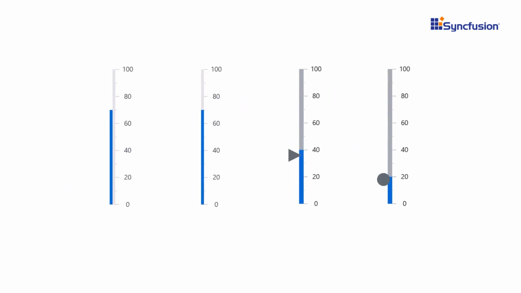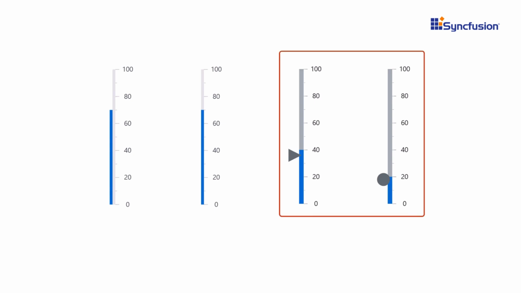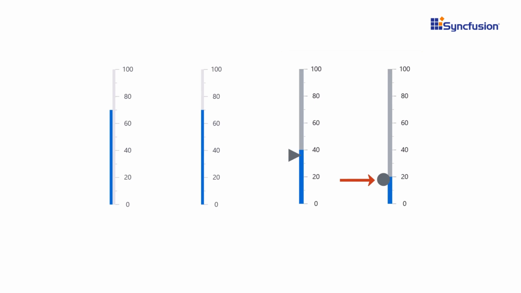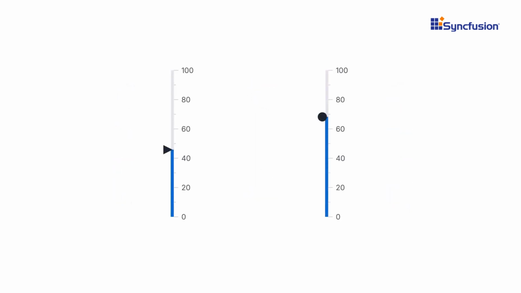Pointers mark specific values on the gauge. You can choose bar pointers or markers in various shapes like circles, triangles, or even custom icons and text. Need to display multiple values? Add as many pointers as you need, each with its own unique style and smooth animations. For an interactive touch, enable pointer dragging so users can dynamically adjust values.